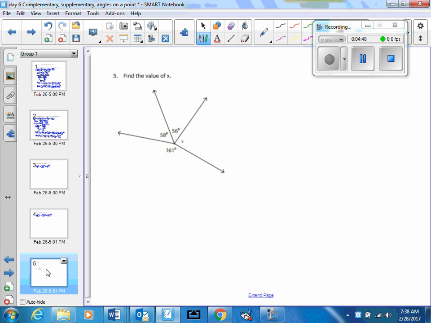Find the value of x. These are angles on a point. Remember, angles on a point have to add up to the number of degrees in a circle, which is 360. So if I add up all these angle measures, 58 degrees, 56 degrees, x, and 161 degrees, that total has to equal 360 degrees.